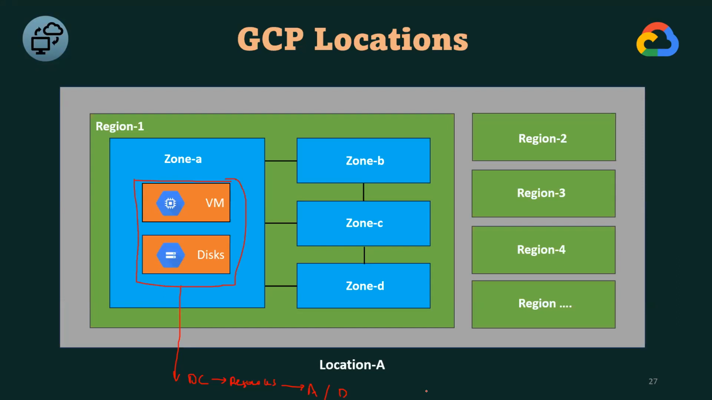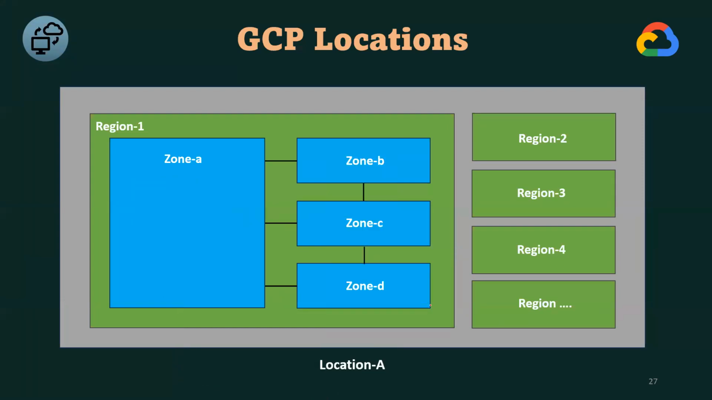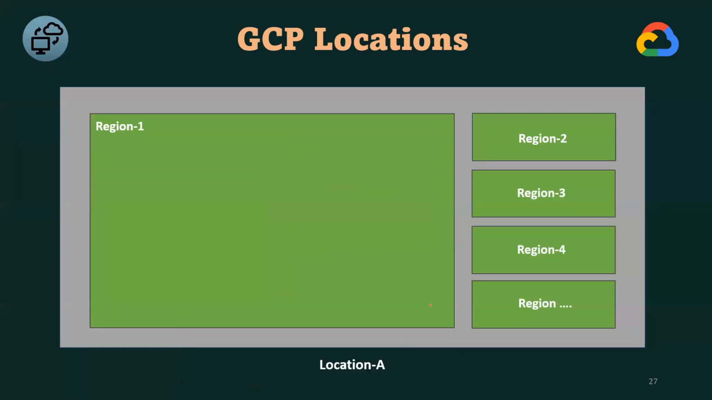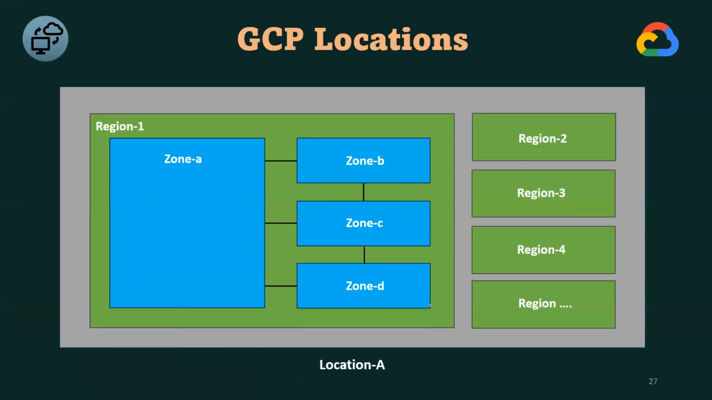So this is how the division will be there. If you take one of the locations, each location will be having regions. Each region is having zones and they are connected together. And each zone will be having a data center. Inside that, you will be having the resources, nothing but infrastructure, and that infrastructure is provided to you as a service. Google is providing you those infrastructure resources as a service so that you use those services to do your application deployments and your data analysis or data engineering activities. So this is how GCP's locations are.